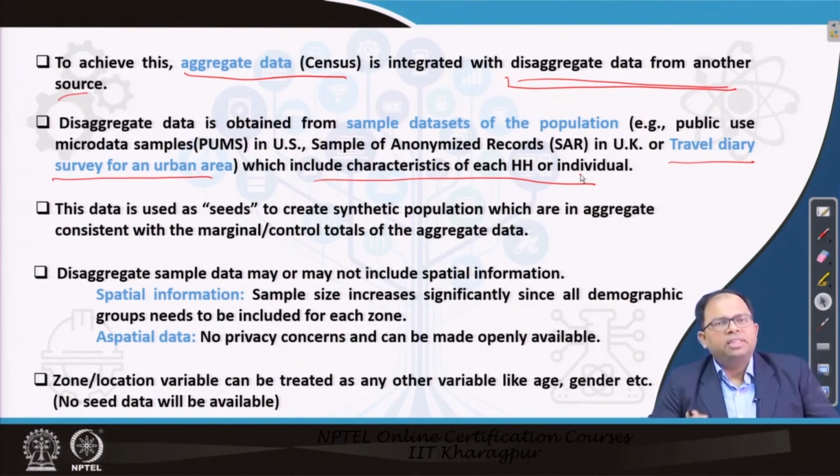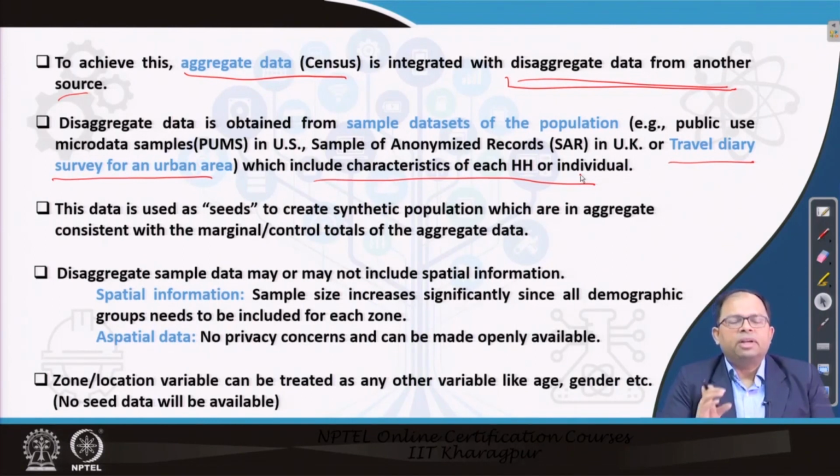So if we have this kind of disaggregate data set, we can use it to construct the detailed data sets for each zone of a particular area, if the totals of those zones are available from census or similar data sets. This disaggregate data that we collect in the form of a travel diary, or the PUMS or SAR data, usually does not have any spatial information. The reason is privacy concerns.